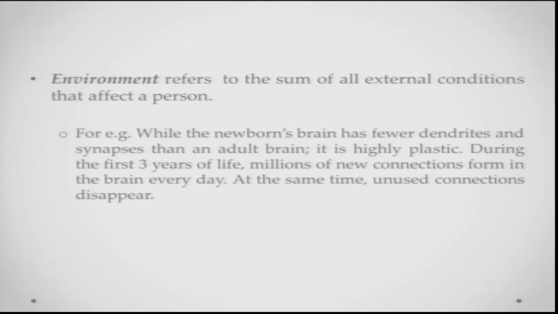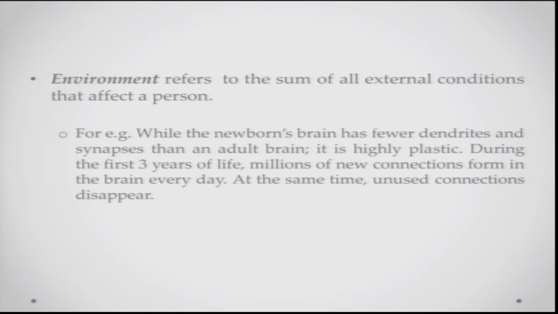Now, you should think of the human brain as a very active organ. It's not really a passive organ that is sitting and just receiving all the input that you're getting. So, this brain interacts with the environment in various ways. Suppose, for example, I'll just tell you that the newborn's brain has very few dendrites, and it makes far fewer synapses than an adult brain.